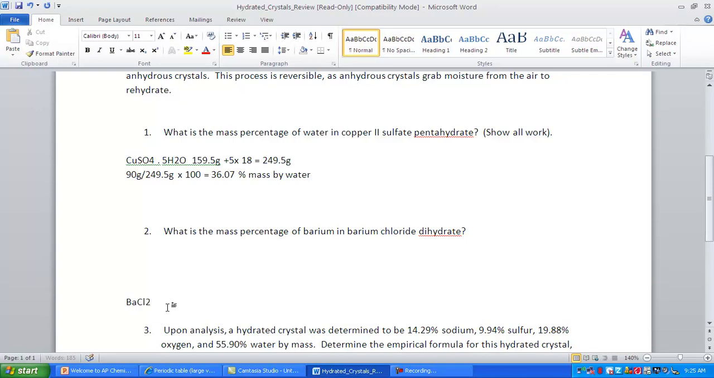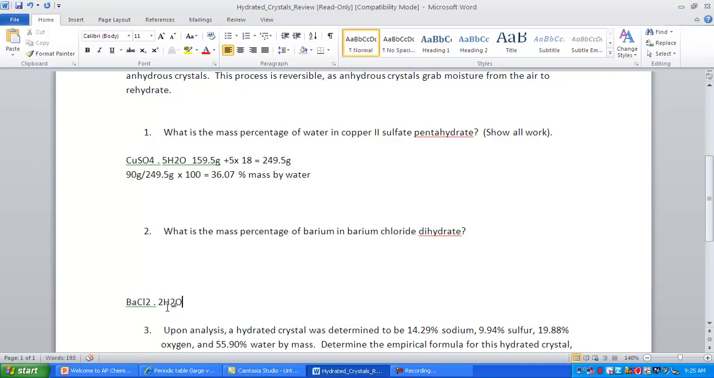BaCl2, barium with a +2, chloride is a -1. When we crisscross, we get BaCl2. The little dot that is between them, and again, I'm just using the period on the keyboard, is a dot attaching 2 water molecules. Notice this time we're being asked for barium in barium chloride. I will talk through the strategy and allow you to hit pause. Let's find 1 barium plus 2 chlorines plus 2 water molecules, and that will be the weight of the whole compound.